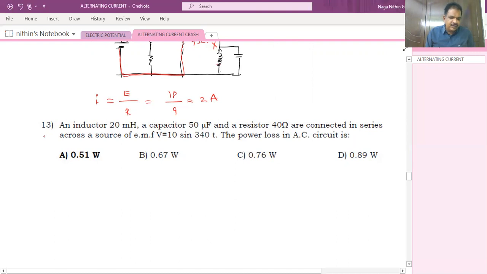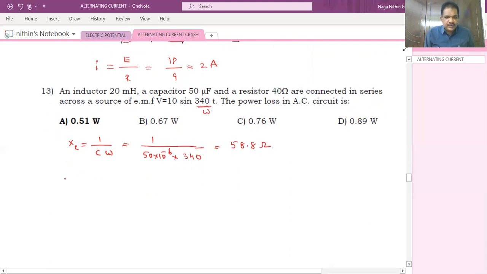Here, we'll write one by one. XC is equal to 1 by C omega. C value is 15 microfarad. Omega value, from sine omega t, so this is omega, this will be 340. If you calculate this value, it will be 58.8 ohms.